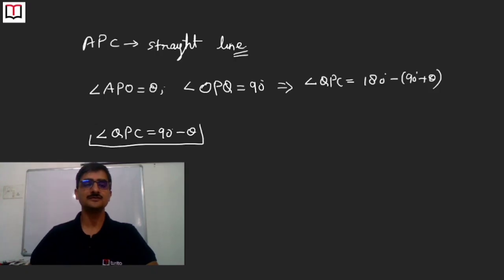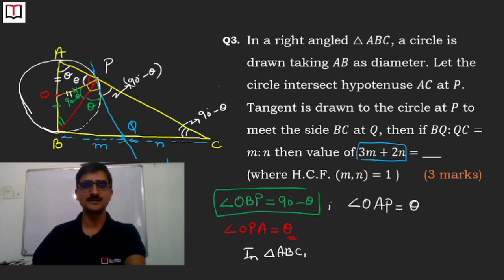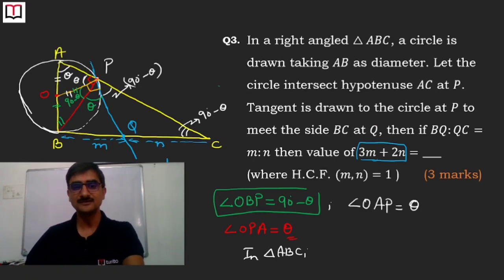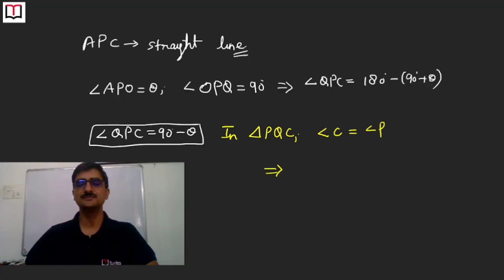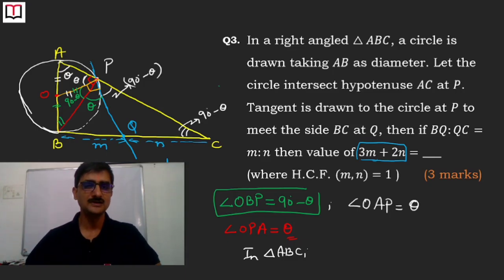Now what can we conclude from here? Looking at triangle PQC, angle C is actually equal to angle P, so it's an isosceles triangle. So PQ is equal to QC. So that's one conclusion. Now coming back to triangle BPQ.